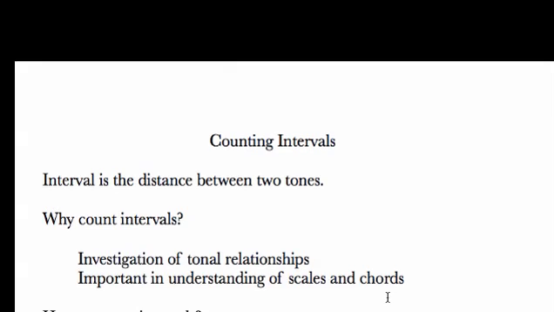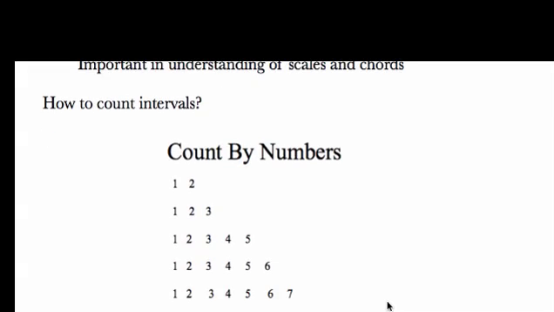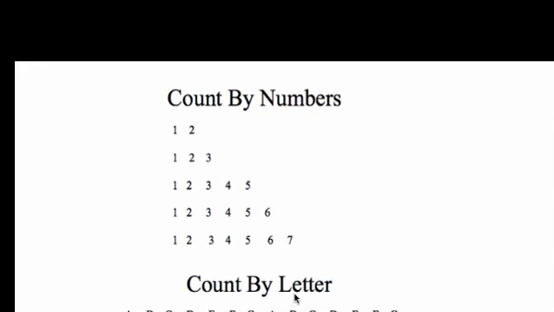So how to do this? How to count intervals, for instance. If these were two tones right next to each other, we would say that we have two tones. This note, compared to this one, we would call a second. Three tones, a third. Five tones, a fifth. Six, a sixth. Seven, a seventh. We have 7 letters in the musical alphabet.